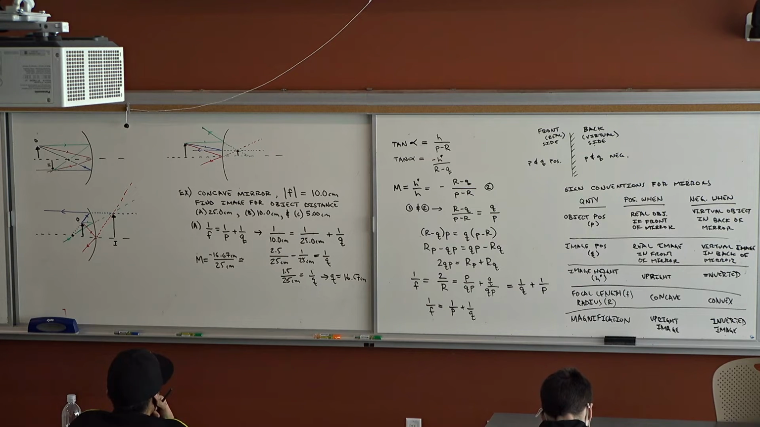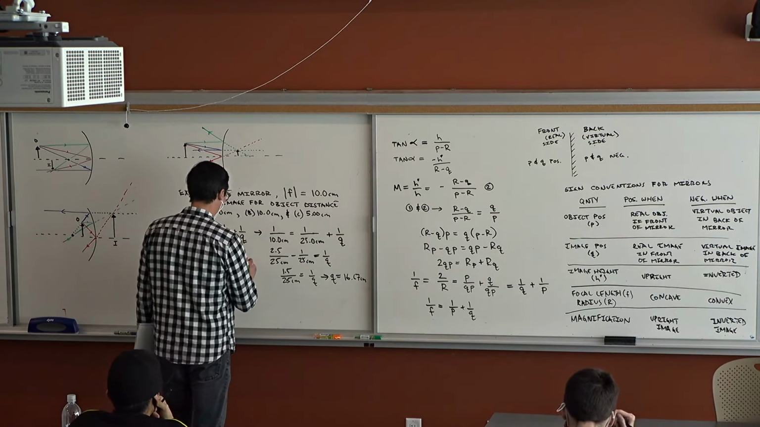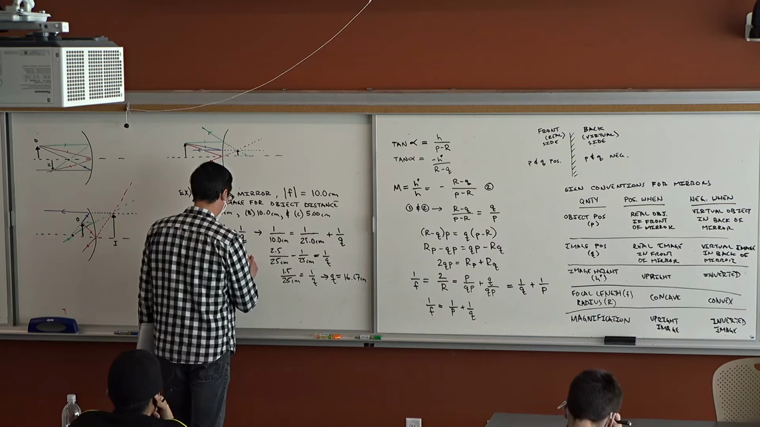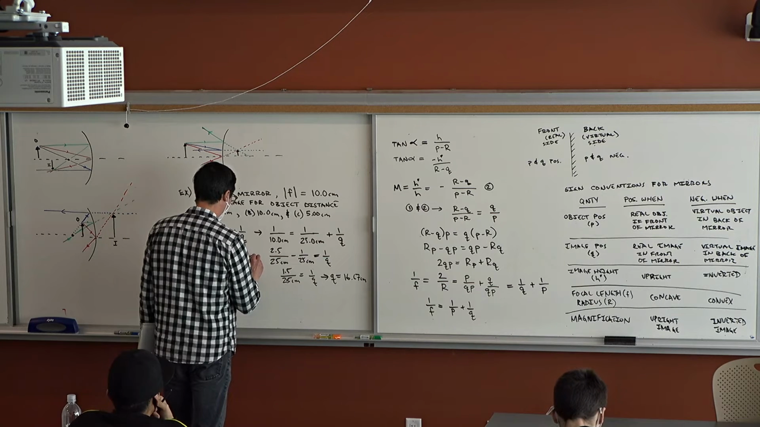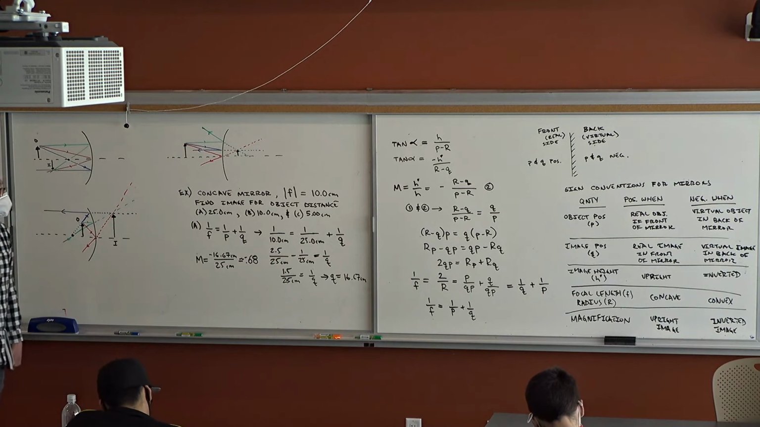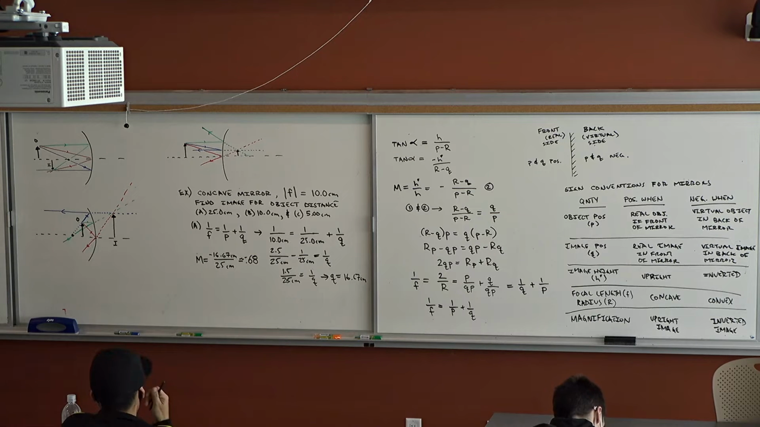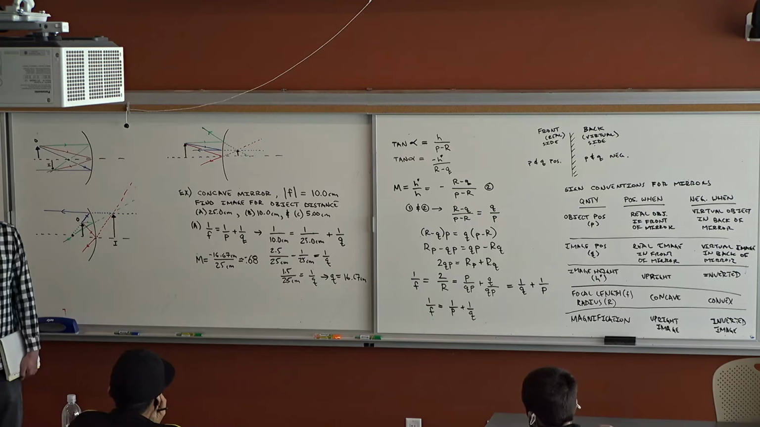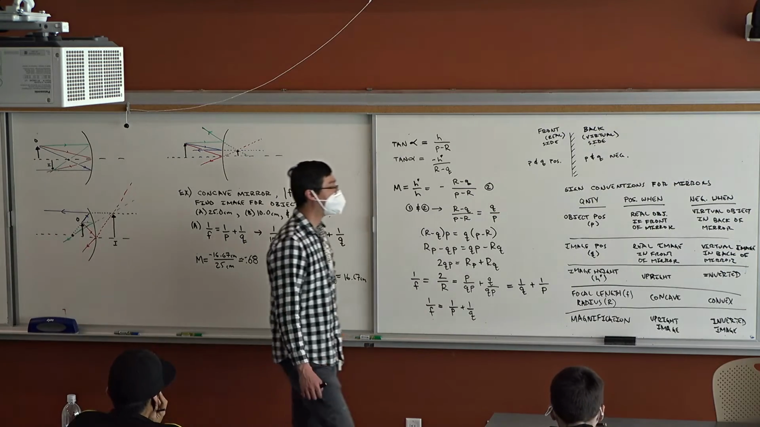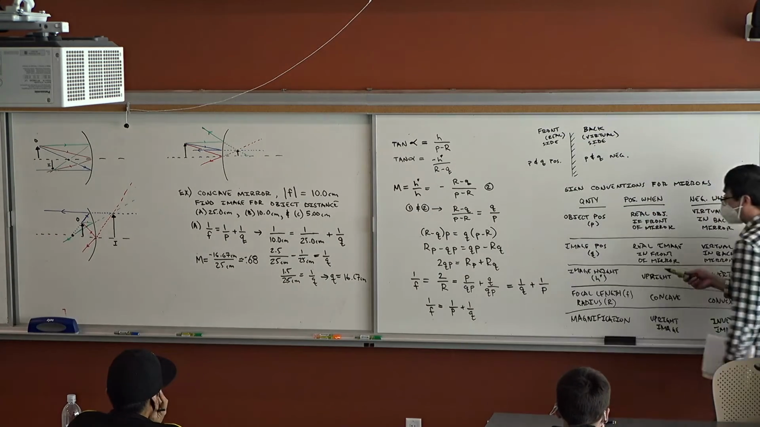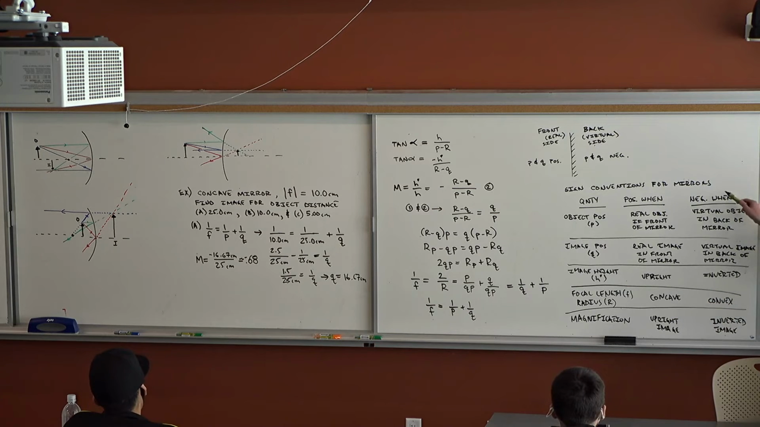Some kind soul with a calculator, bail me out. Negative 0.67. No, negative 0.68. Yeah, it's 8. Is the image upright or inverted? Inverted. How do I know? It's negative. So the magnification will be negative when we have an inverted image.